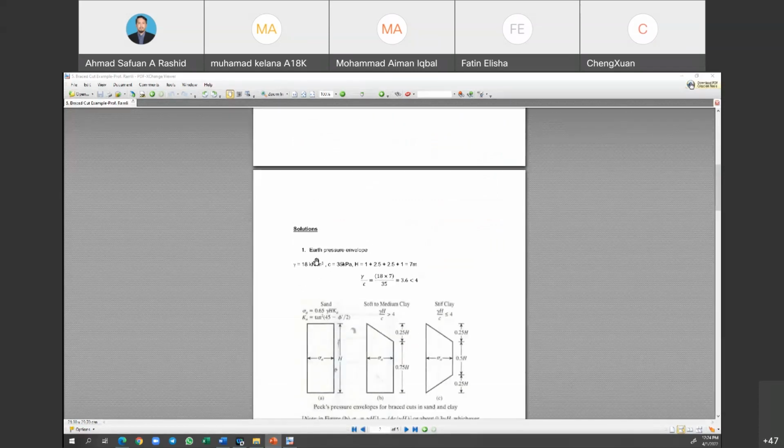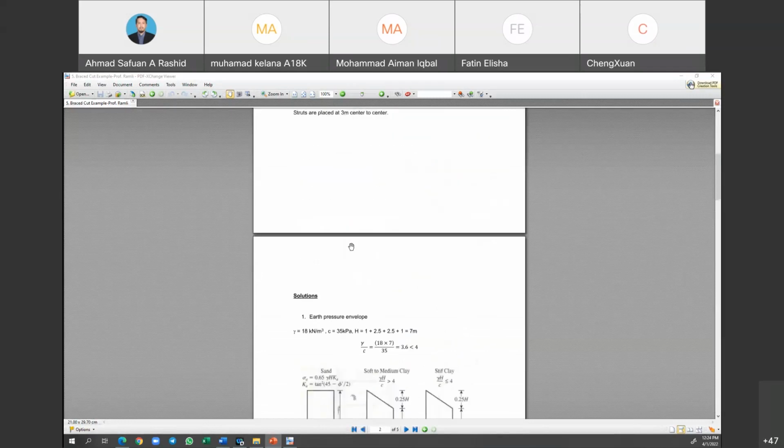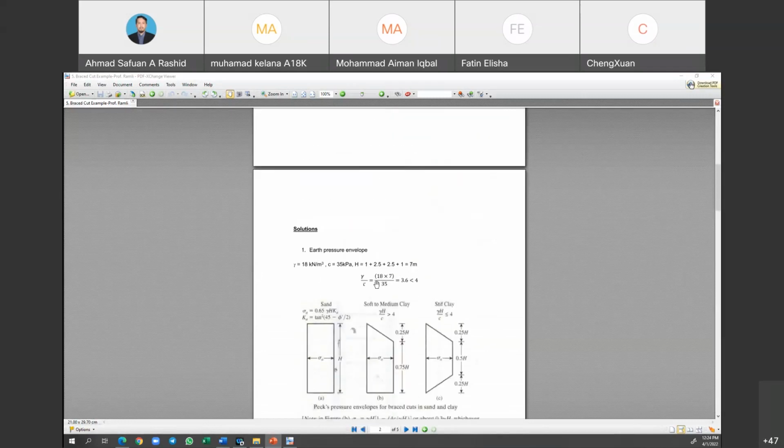So we have here earth pressure. Unit weight 18, C 35. Then the height is equal to 7 meters: 1.75 plus 3.5 plus 1.75. Later on we check for the stability.